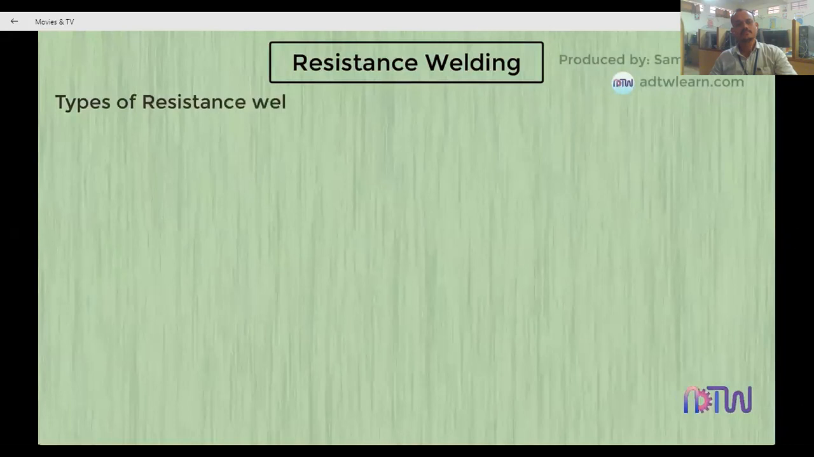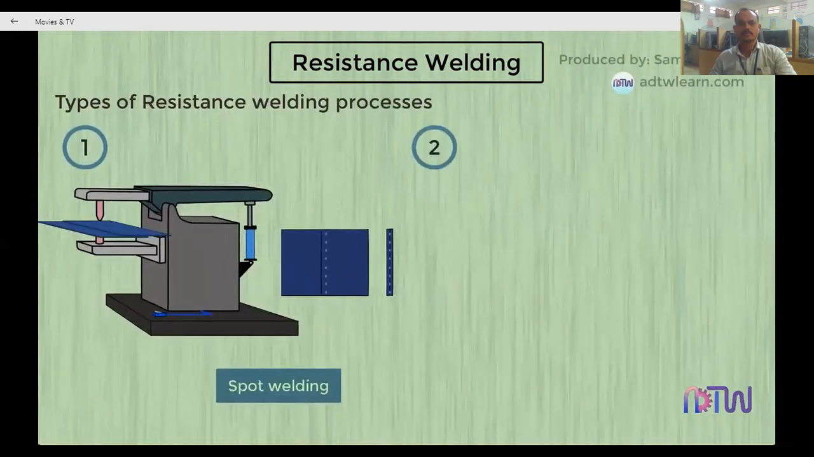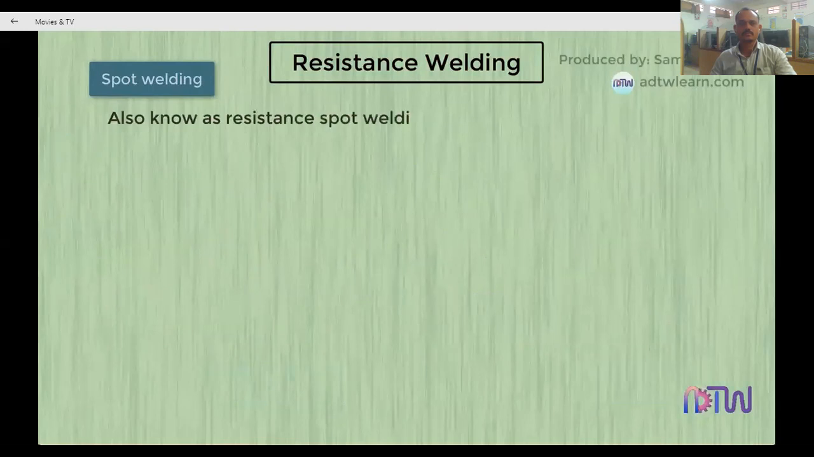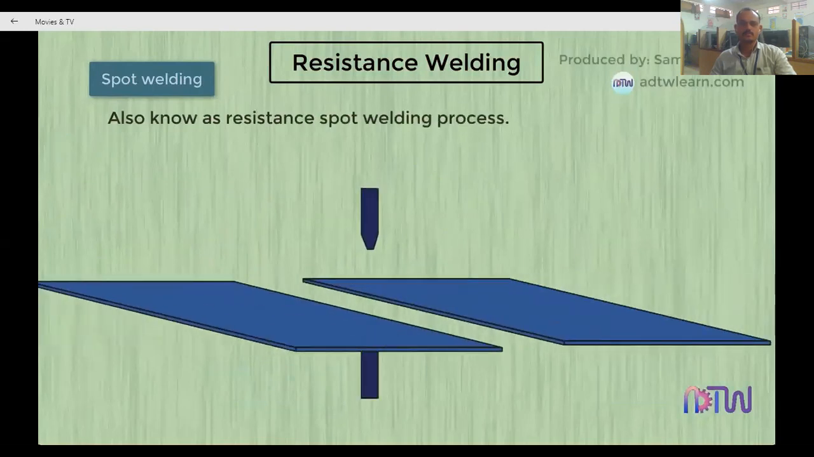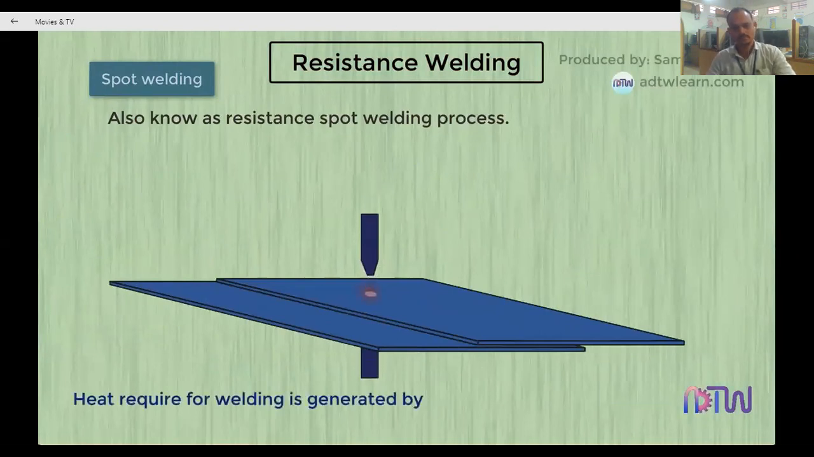Types of resistance welding processes. 1. Spot welding. 2. Seam welding. Spot welding. Spot welding is also known as the resistance spot welding process. It is used to weld thin sheets of metal together by applying pressure. The heat required for welding is generated by resistance to the flow of current through the electrode.